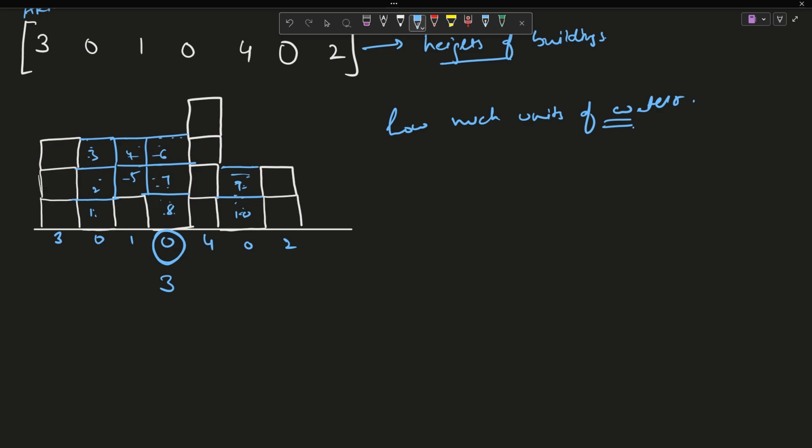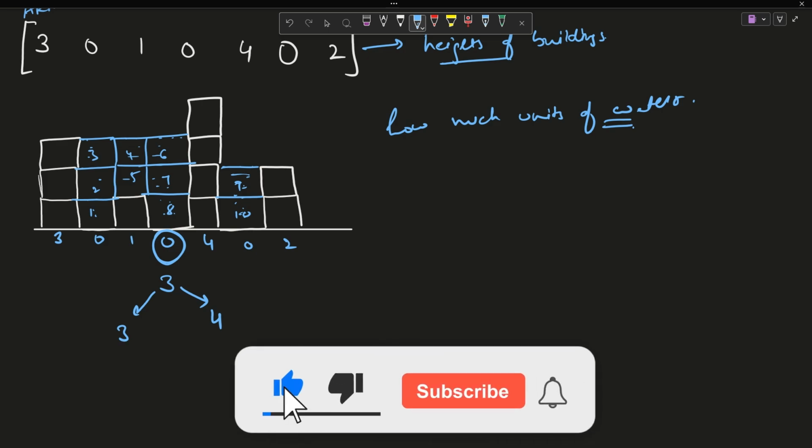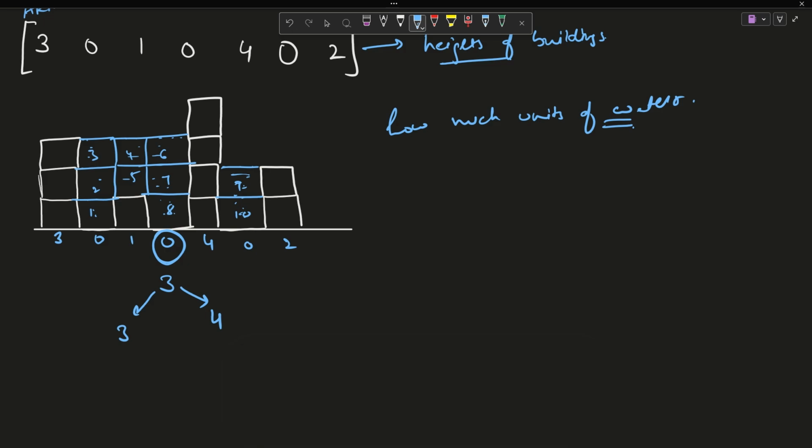On the right, 4 is the length of the boundary. On the left, 3 is the length of the boundary, right? Now, please tell me, how are we calculating 3? How are we getting 3 here, right?